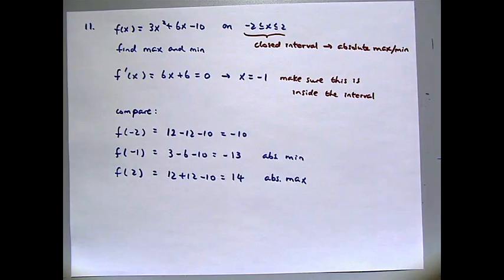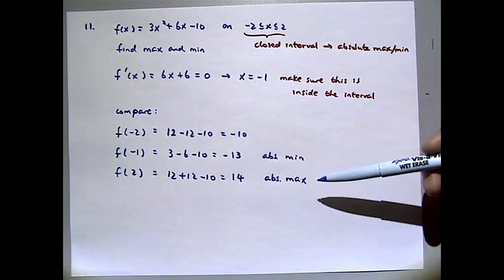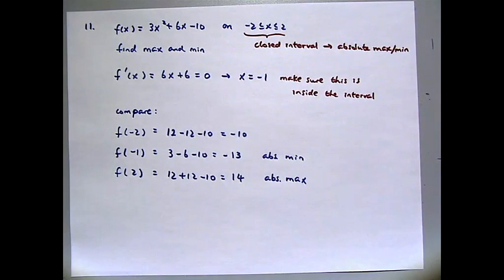Okay? So that's how you find the absolute max and min. Critical number compared to endpoints. Pick the highest one and lowest one to be your max and min.